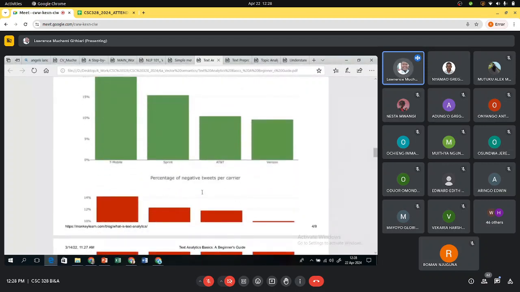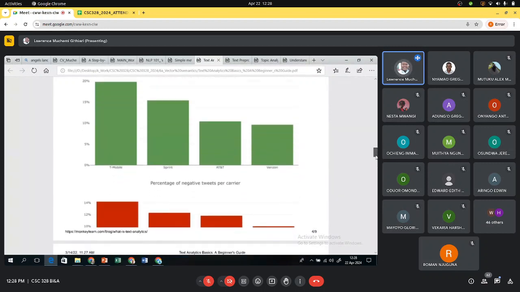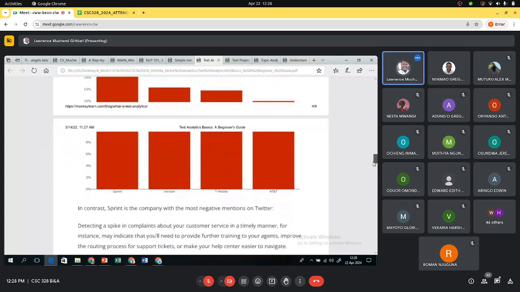So this is about Safaricom and so on. They have T-Mobile, Sprint, AT&T, Verizon, and so on. These are the negative comments. So they are the positive comments, they're the negative comments, and they're just analyzing them.